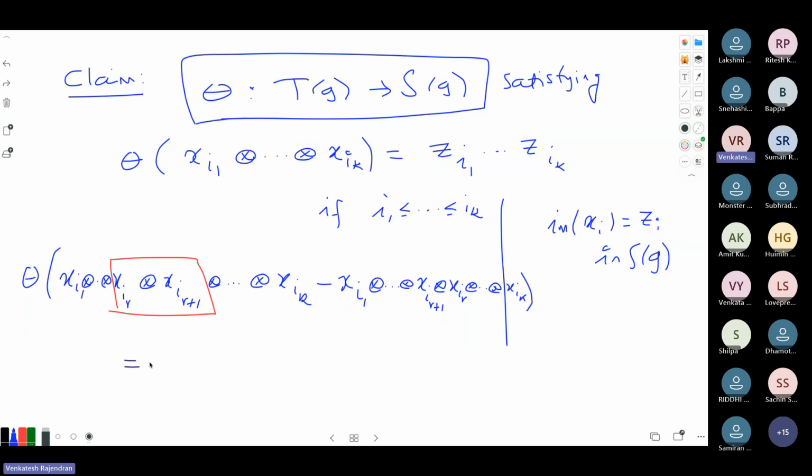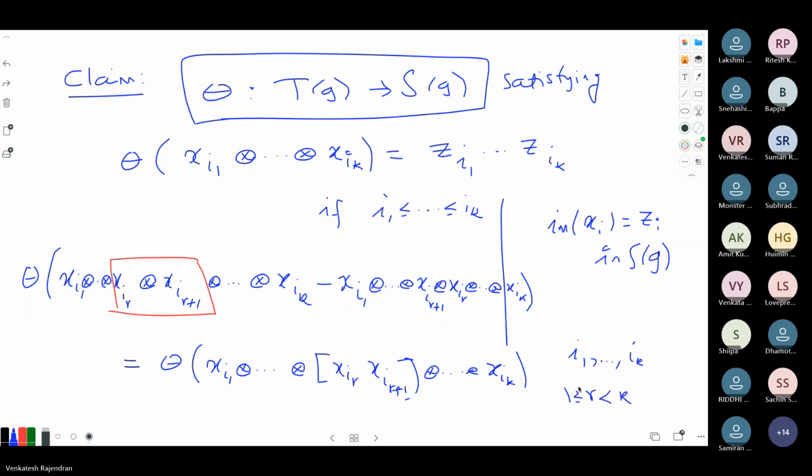This should be exactly because you want to go modulo the kernel. So when you switch, the image of theta of this difference should be theta of xi1 tensor etc. tensor the bracket xir plus 1, tensor xik, and this should be true for all i1 etc. ik, and then all are strictly less than. So now there is no restriction on the indices. You just want to do it for all possible indices.